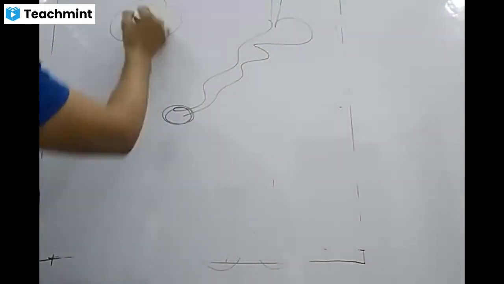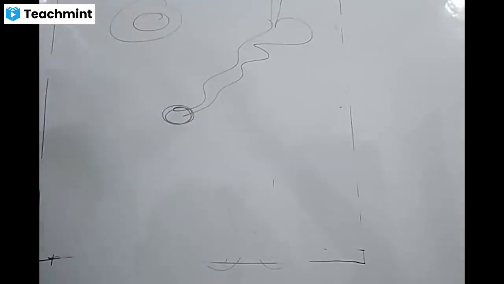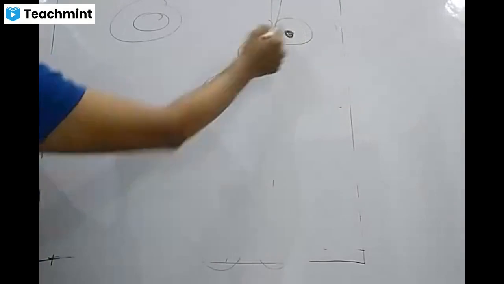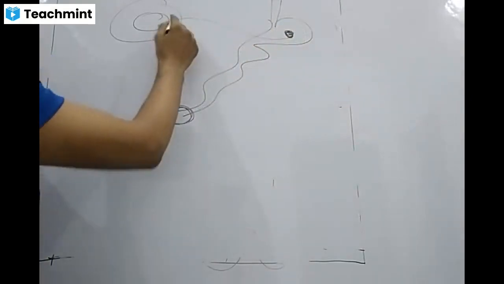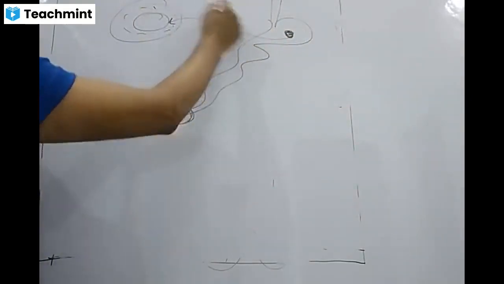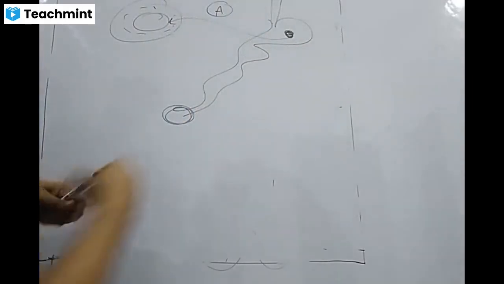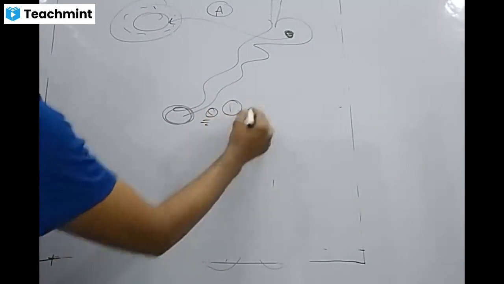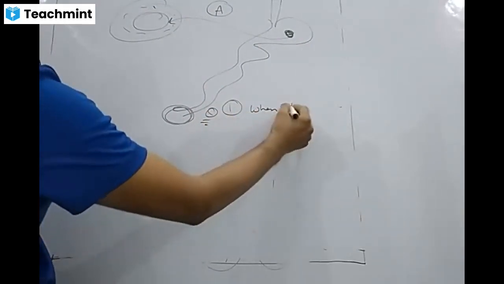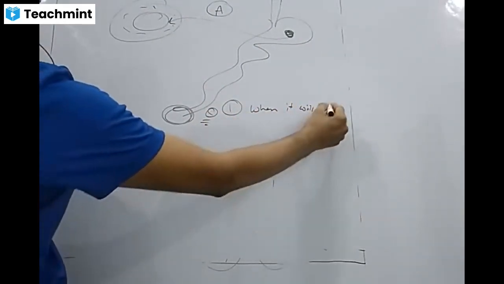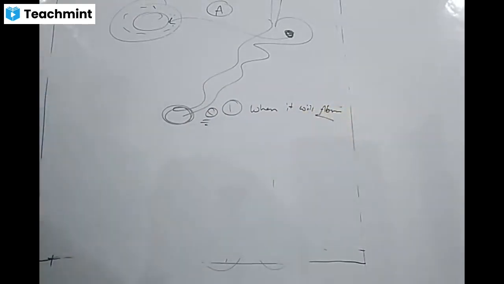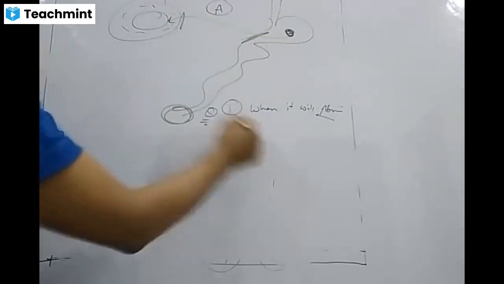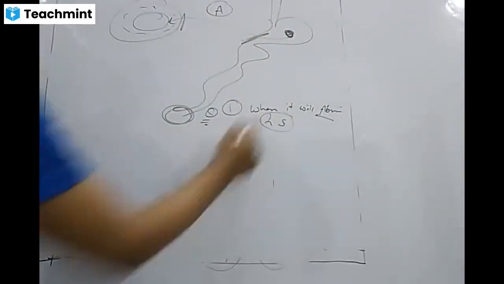Absorption. So what we have seen till now is that the drug was administered and it reached into the circulation. That is known as absorption. So first question, when will it absorb? It will absorb, or cross this membrane, when it is lipid soluble.